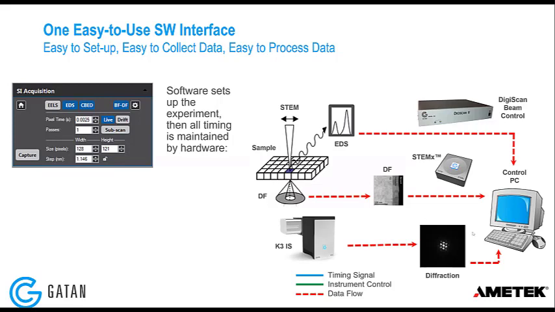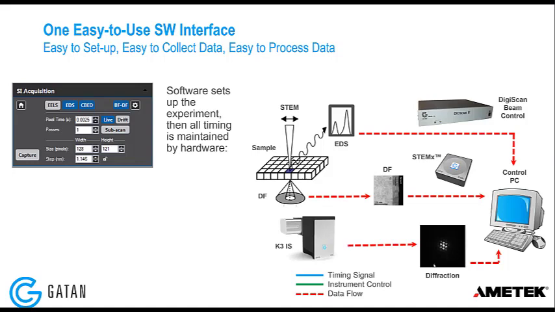At the same time, you can also collect other signals if, for example, you have the HAADF detector inserted, if you have EDS being collected at the same time. If you have a cathodoluminescence holder, you can collect a CL signal.